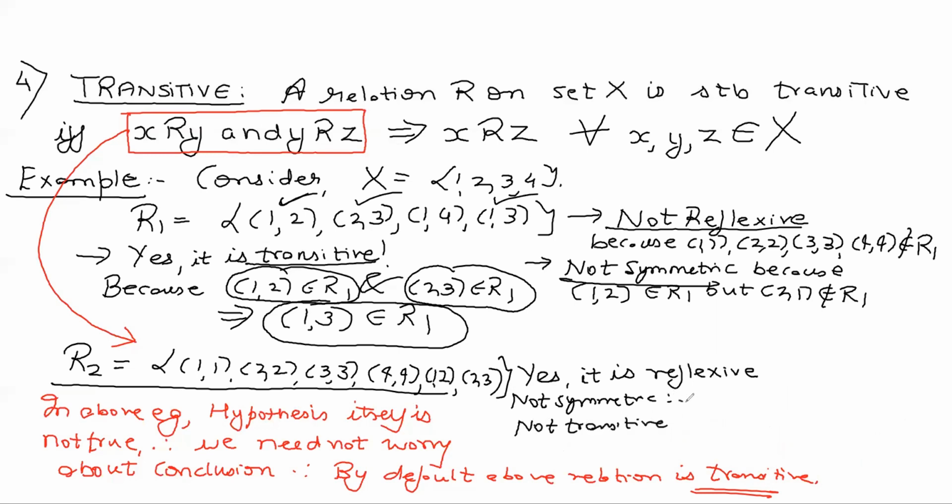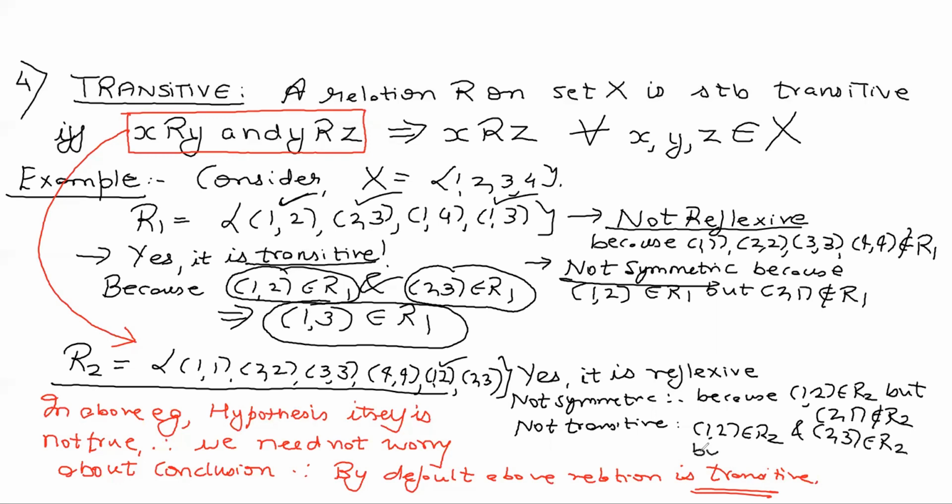Why is it not symmetric? Because (1,2) belongs to R2, but (2,1) does not belong to R2. Why is it not transitive? Because (1,2) belongs to R2 and (2,3) belongs to R2, but (1,3) does not belong to R2. So I hope all students attending the lecture are finding it interesting. It's a very interesting concept. All you need to do is understand it properly.